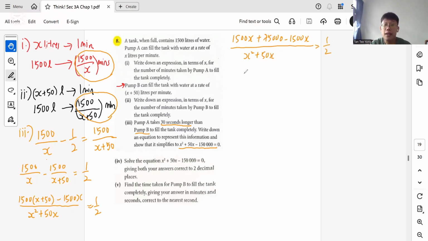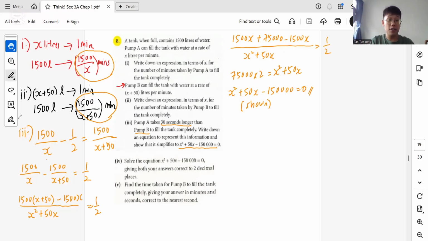So cross multiply. The 1500x minus 1500x is gone, so it's just 75,000 times 2 equals to x squared plus 50x. Then I switch things around: x squared plus 50x minus 150,000. Let me see how many zeros. Okay, great. And then show. So this is the answer for part 3.